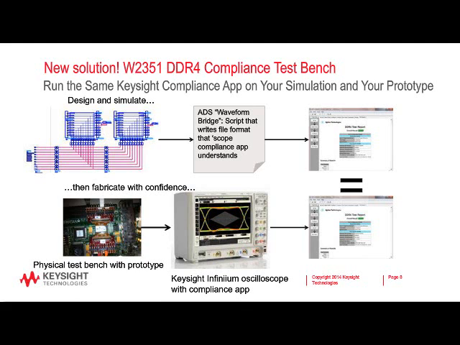You get a pass on the compliance app using the scope app in its offline remote mode, running on a PC. Then when the physical prototype comes back, run it on a test bench and measure it with your Infineon oscilloscope with the same compliance app. Because the apps are identical in both cases, if there's any problem, it must be between the design and the prototype. There's no question about whether the compliance app of the EDA vendor and the scope vendor is different, because they're identical apps running on the same software.